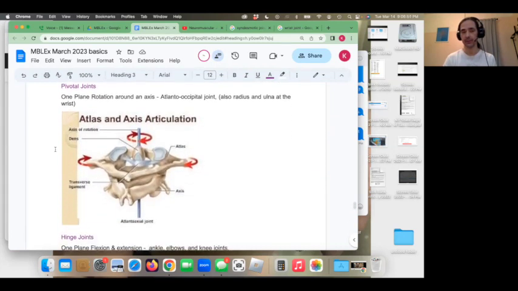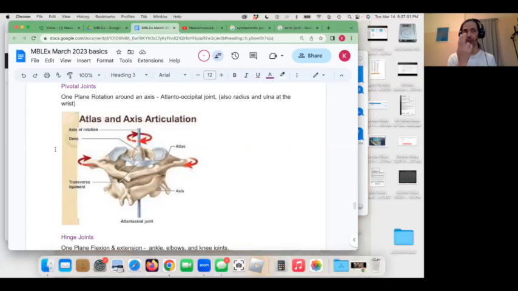Stephanie, name the two pivot joints in the body. The elbow. They allow rotation around an axis. Which part of the elbow, the ulna or the radius? The ulna. Pivot. No, the radius. The radius, there you go.